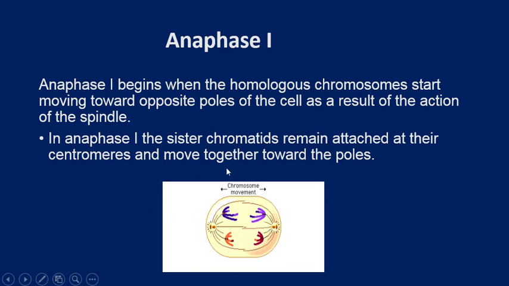So in anaphase 1, the sister chromatids remain attached. Here they remain attached by the centromere. This central part is called the centromere, and they move together toward the poles. So both are moving toward the poles. So here we can see that the homologous pair now begin to separate, but still they are joined.